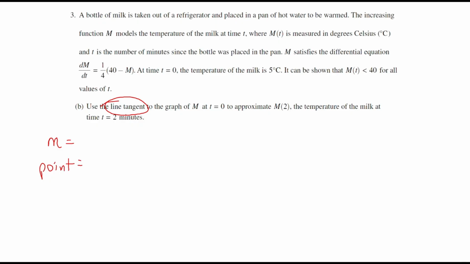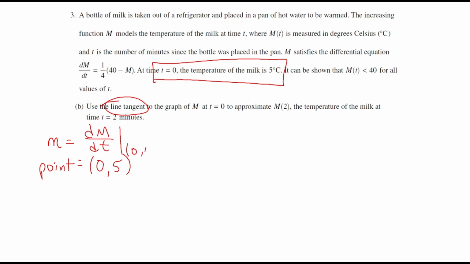Well, if we're writing the equation of the tangent line at t equals 0, we are given the point that when t is 0, the value of m is 5. So the point that we're going to use here is the point (0, 5). And our slope is just going to come directly from dm/dt evaluated at that point. Well, dm/dt is 1/4 of 40 minus m. So that'll be 1/4 of 40 minus 5, which is 35 over 4.